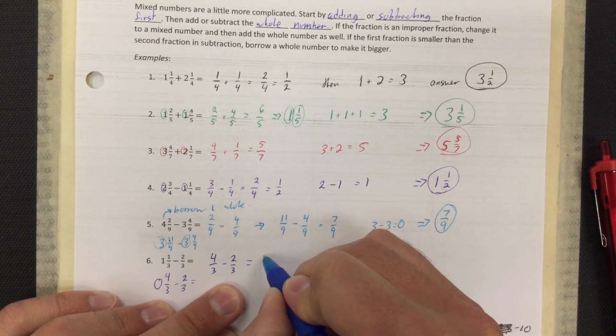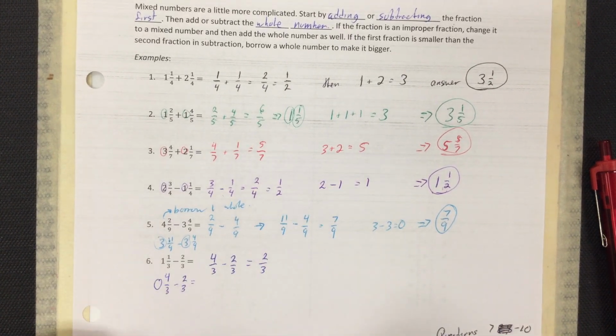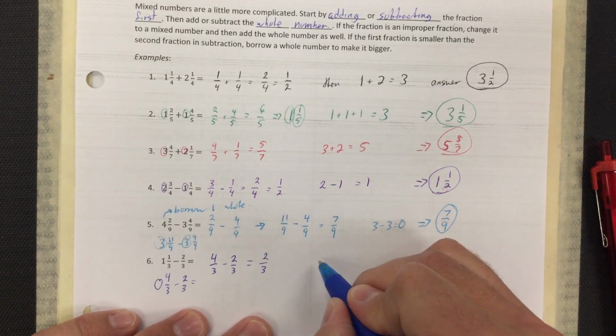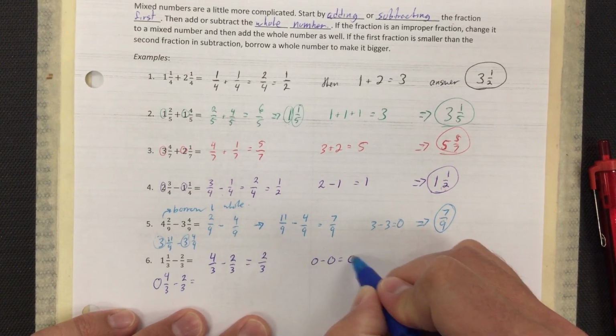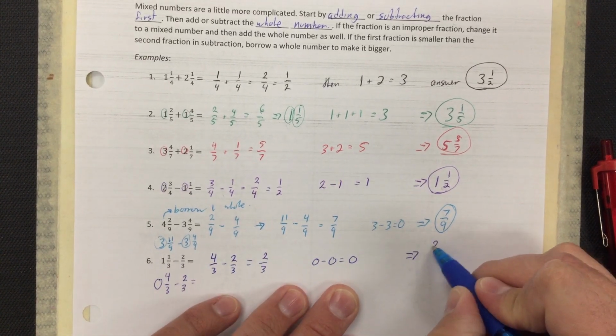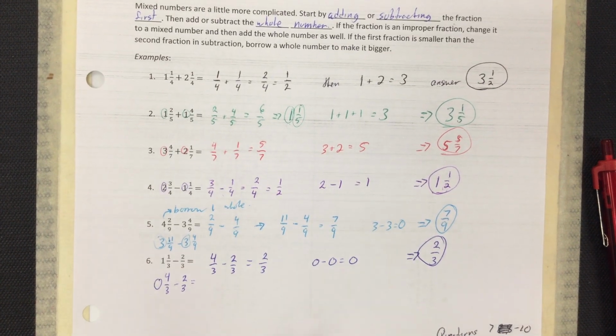4 minus 2 is just 2. And our bottom there is still 3. So it is 2/3. And we had 0 minus 0 is 0. And so our final answer is 0, which again we don't need to write, and 2/3. And that would be our final value.